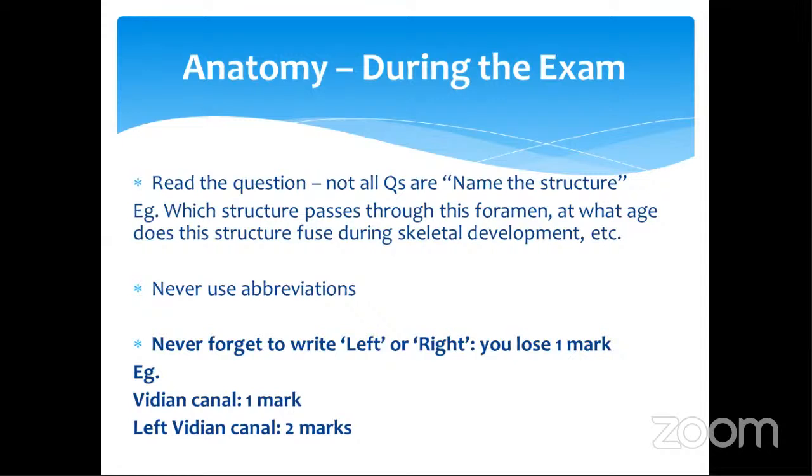Read the question well. Not all questions are in the pattern of name the structure. Some of the questions are like, which structure passes through this foramen, or at what age does this epiphysis fuse, like that. Never use short forms or abbreviations. So don't write SMA, write superior mesenteric artery, and never ever forget to write left or right. You will lose 1 mark if you do that. For example, if you write Vidian canal, it's just 1 mark, but you will get the full 2 marks only if you write the left Vidian canal.